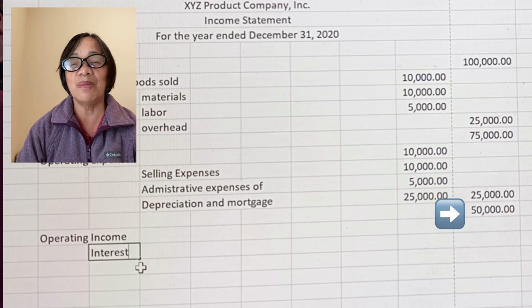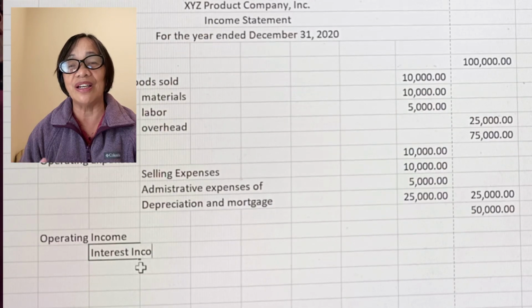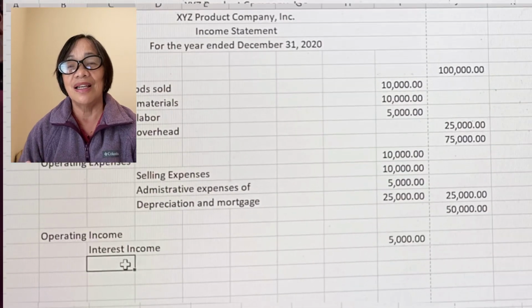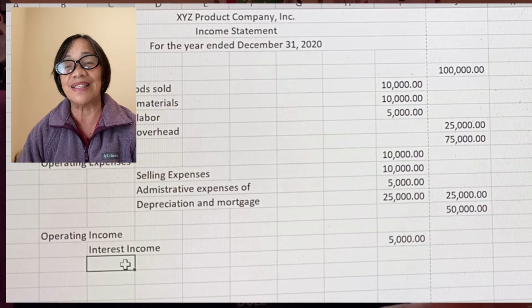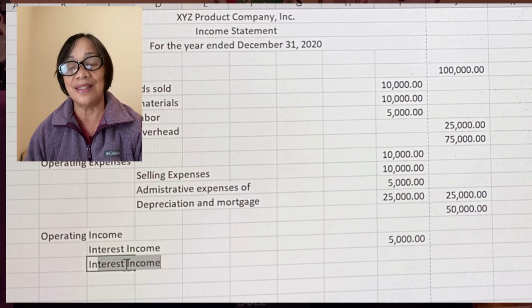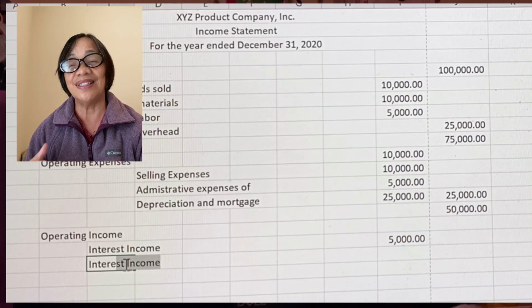It is also common for businesses to report other income and other expenses like interest income and interest expense. And so let's say interest income is 5,000 and interest expense is 10,000.